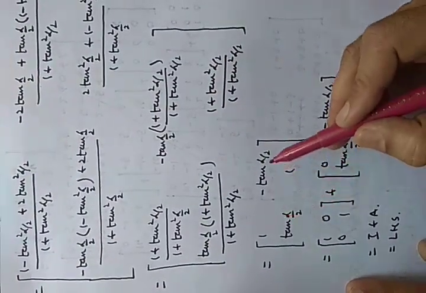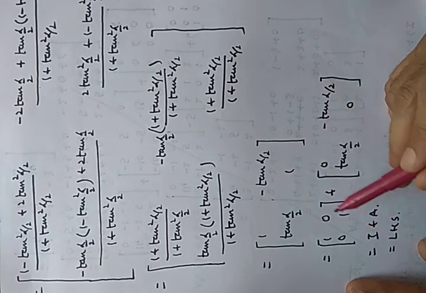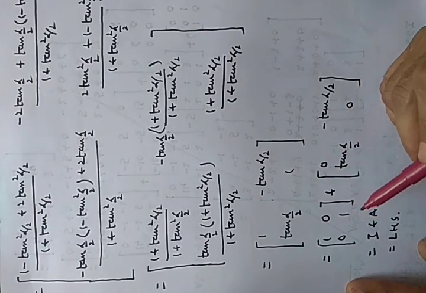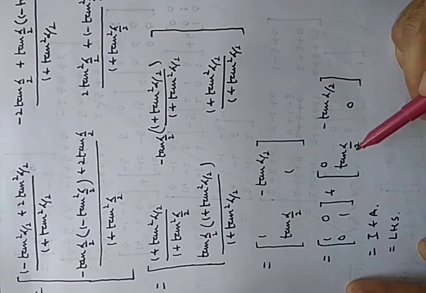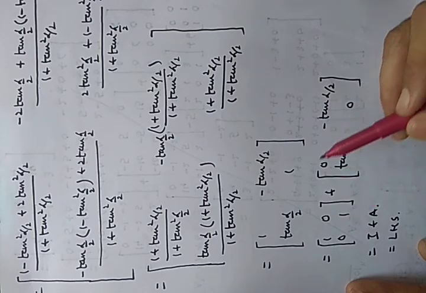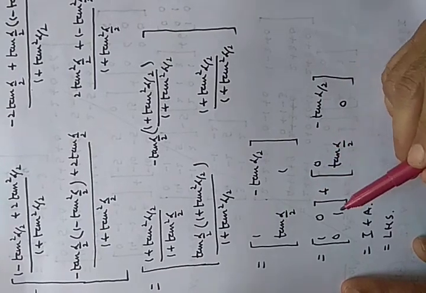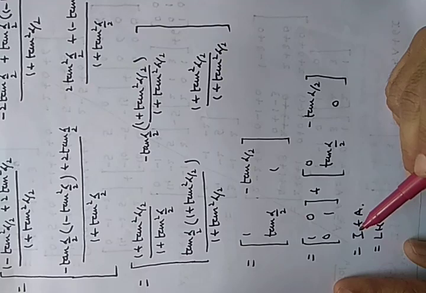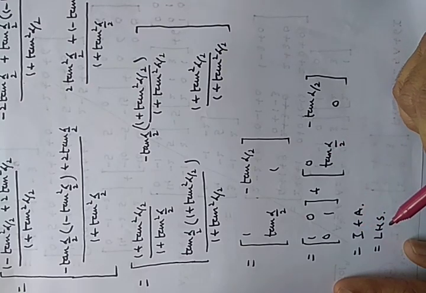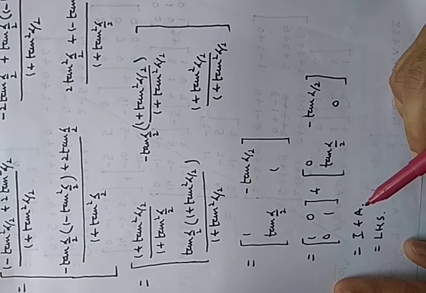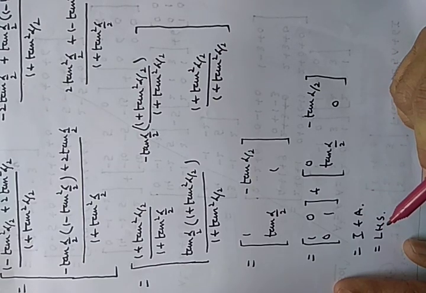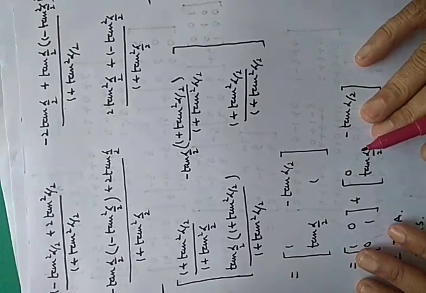Now this matrix can be written as the addition of these two matrices. 1 0 0 1 plus 0 minus tan alpha by 2 and tan alpha by 2 0. When you add these two matrices, you will get this matrix. So this can be written as a summation of these two matrices, and this is nothing but identity matrix, and this is A. So this is what we want for left hand side. This is left hand side of the problem. So this was our problem. So what we have to prove, we have proved here.